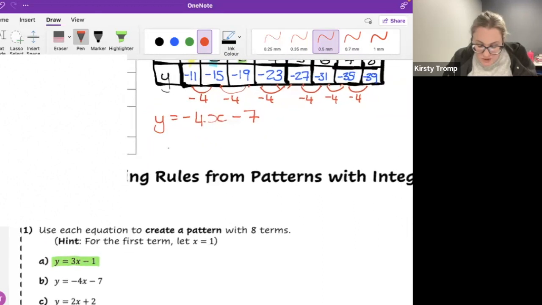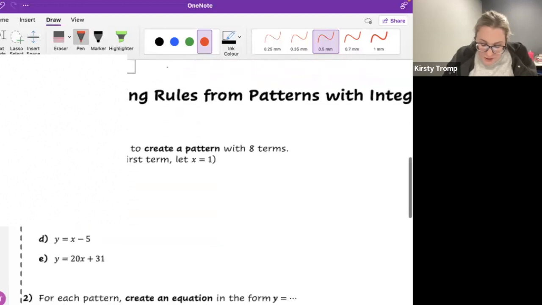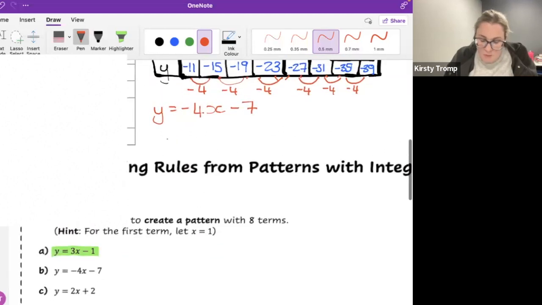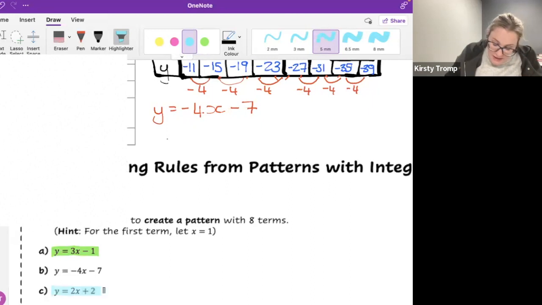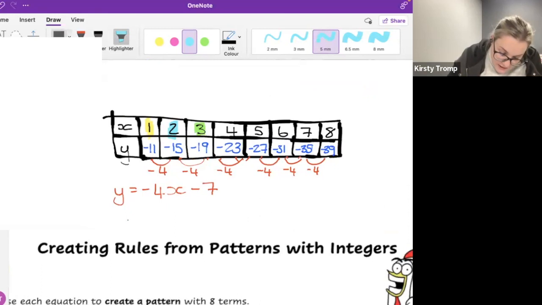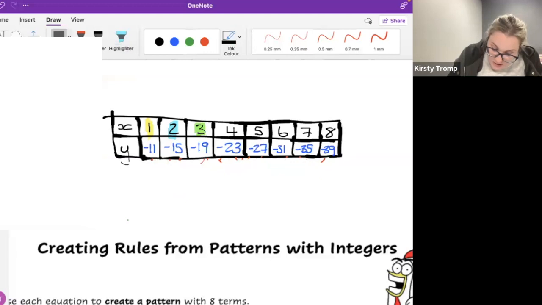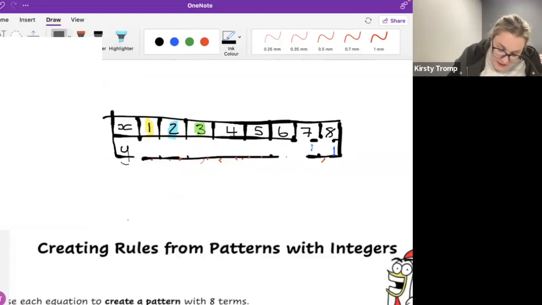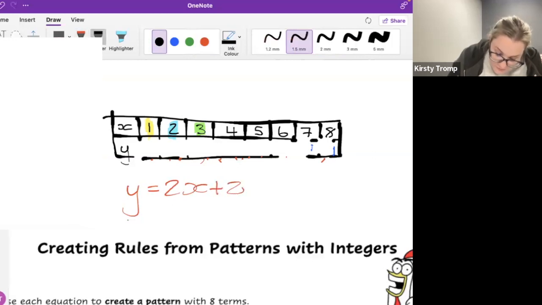All right, last one for tonight of them giving me the rule. Then we're going to work out, if they give me the pattern, can we work out what the rule is? So the last rule we're going to look at is y is equal to 2x plus 2. Here is my table again for you guys. I'm going to tidy my table up for you quickly. Okay. My table is y is equal to 2x plus 2.